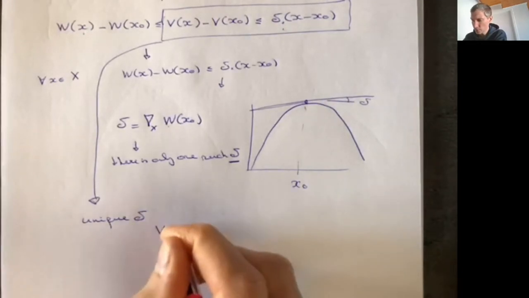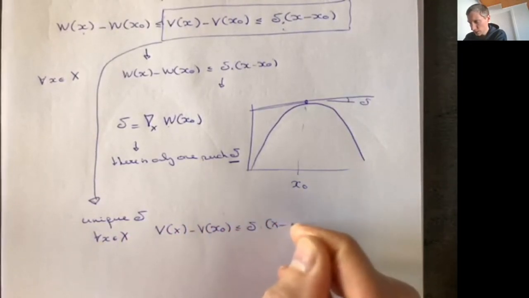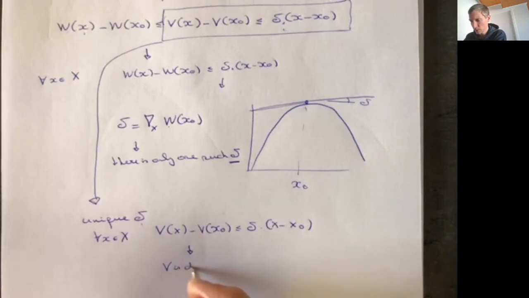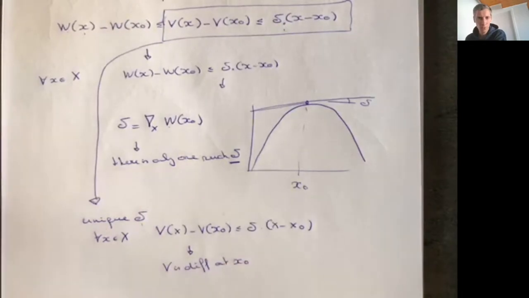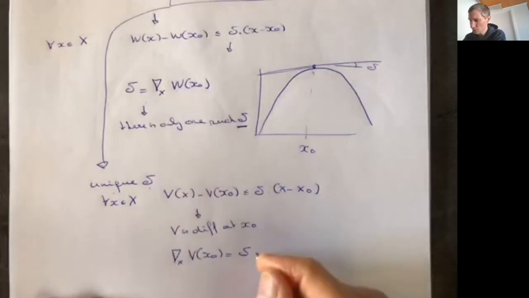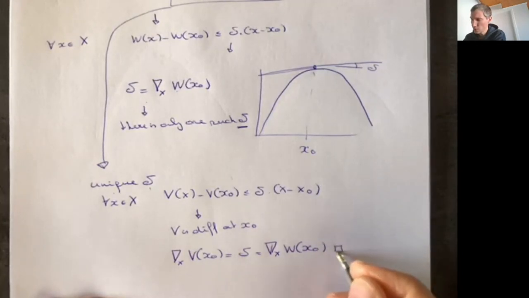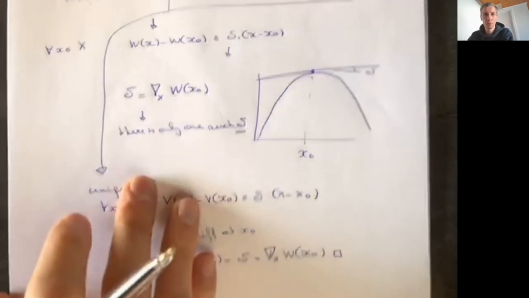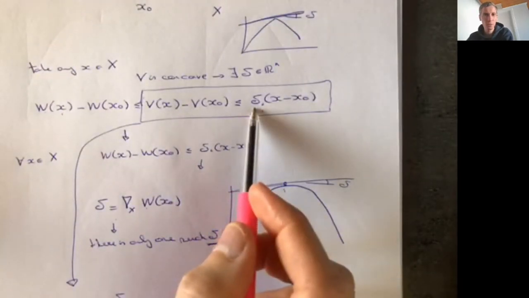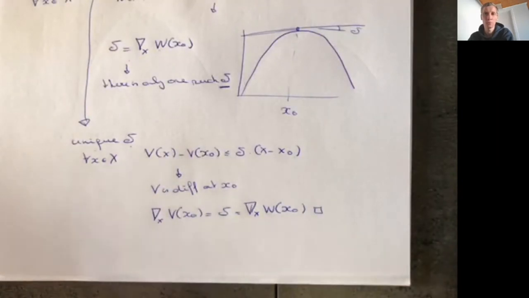So there's a unique delta such that for all x in X, v(x) minus v(x0) is less or equal to delta times (x minus x0). And if there's only one delta that satisfies this, then v is differentiable at x0 because of the uniqueness. And of course, the derivative of v at x0 is equal to delta, which you have already seen is equal to the derivative of w at x0. And this establishes the proof. Basically, this inequality has to be satisfied for some delta because v is concave, but because w is differentiable, this delta will be unique. And if this delta is unique, then v is also differentiable at x0.